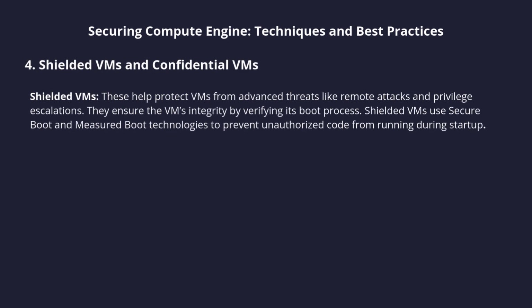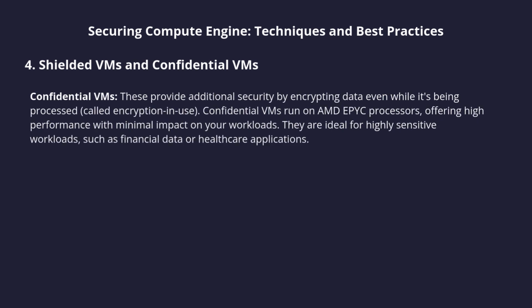4. Shielded VMs and Confidential VMs. Shielded VMs help protect VMs from advanced threats like remote attacks and privilege escalations. They ensure the VM's integrity by verifying its boot process. Shielded VMs use secure boot and measured boot technologies to prevent unauthorized code from running during startup.